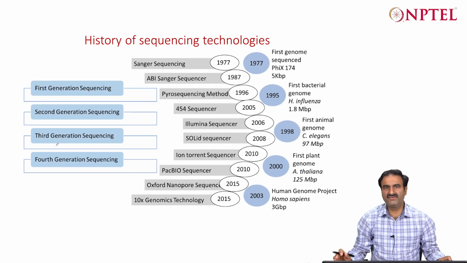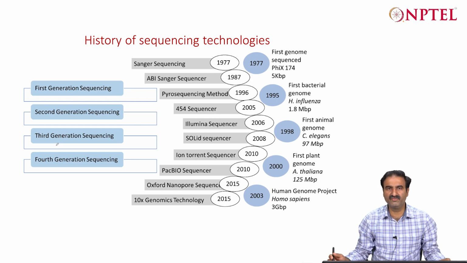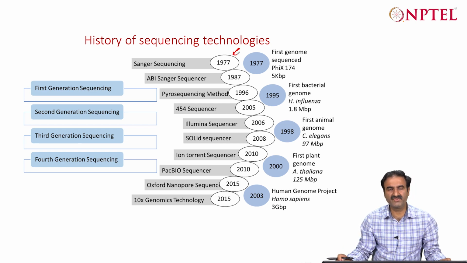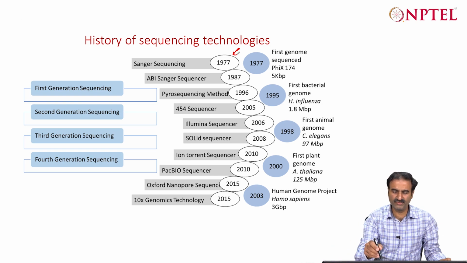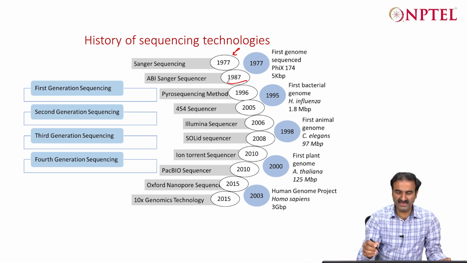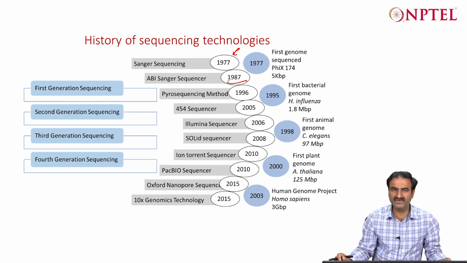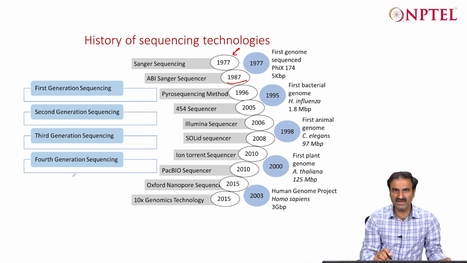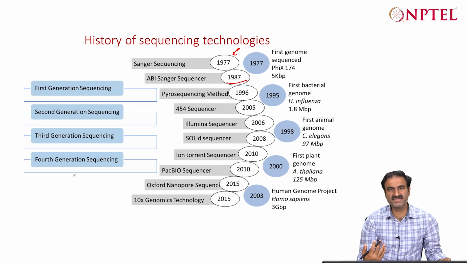To see the history of these sequencing technologies, it evolved with Sanger sequencing, when Sanger gave this method in 1977. Very small bacteriophages and small microbes were sequenced initially, followed by the instrument that came, the ABI sequencer, and then pyrosequencing. Till here it is called first generation sequencing. Then came second, third and fourth generation. Today we have advanced second and fourth generation technologies, and of course Sanger will stay because of its own advantages that we'll see today.